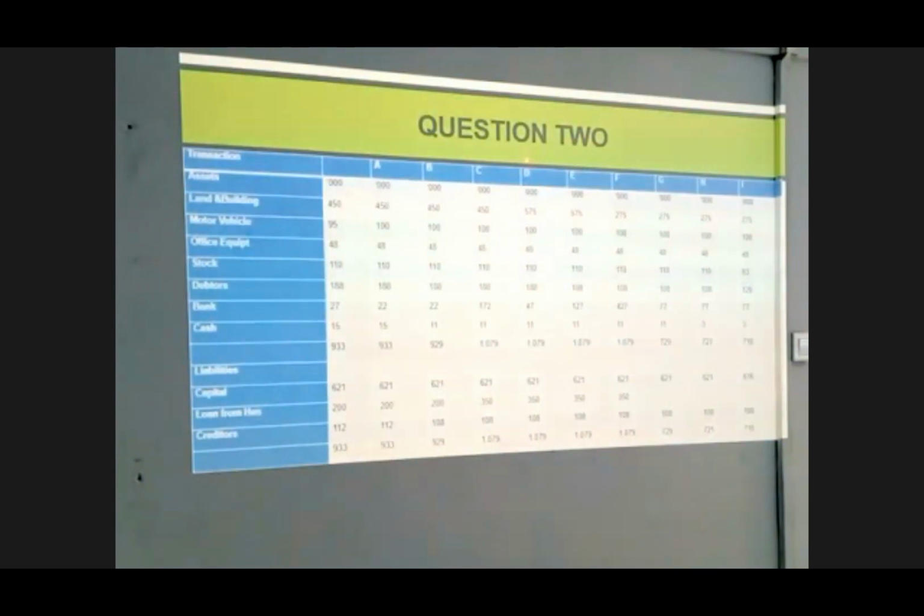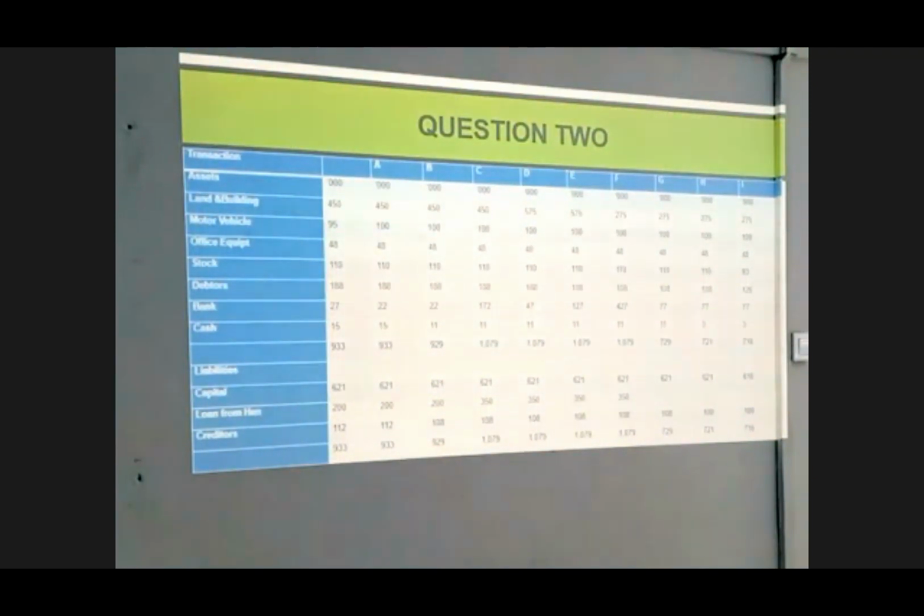Then let's come to D. We are comparing D and C. Any change here? Yes. Land. Change here. What is the value? 125. So we should be looking for the corresponding what? Entry or transaction. What about vehicle? Any change here? Office equipment, stock, debtors, bank.